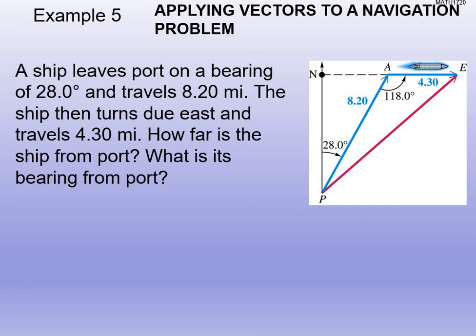So two different things. We've got to find a distance. That's the purplish pink line there, PE. And then we've got to find the angle. What's its bearing from port? From port, that's the important part, is from point P.